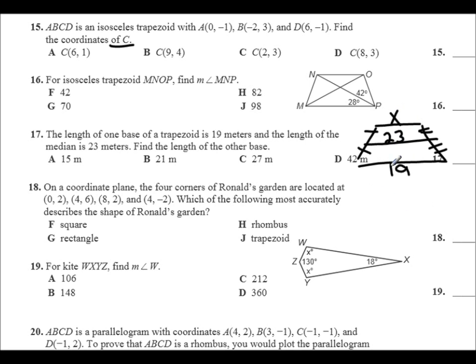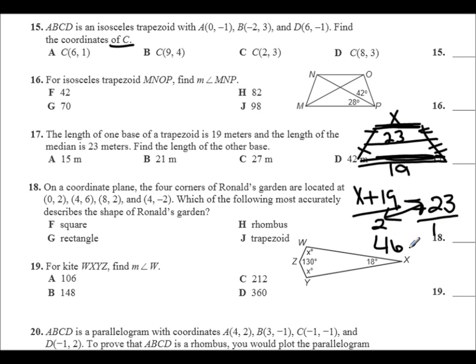So remember, the sum of the two bases divided by 2 equals the median. So base 1 plus base 2 divided by 2 equals the median, 23. So we cross multiply here and we get 46 equals x plus 19. We're going to subtract 19 from both sides. So we get x is 27.